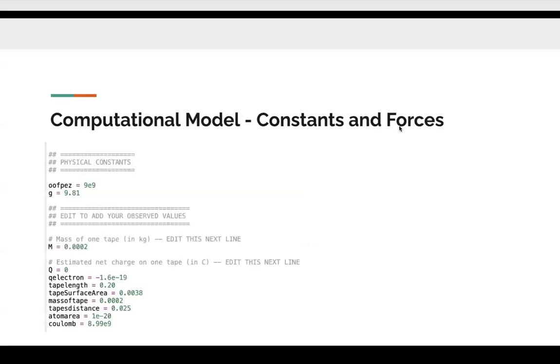Some of the physical constants and forces that were used were that the length of the tape that I used was 0.2 meters. The tape surface area was then calculated to be 0.0038. The mass of the tape was calculated to be 0.0002. The tape's distance was 0.025, which, as stated earlier, the atom area is 1 times 10 to the power of negative 20, and the Coulomb constant we know is 8.99 times 10 to the power of 9.